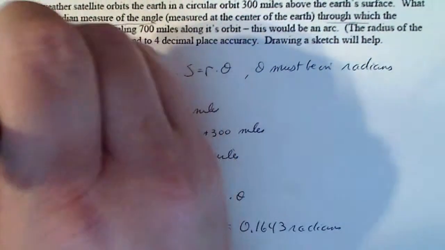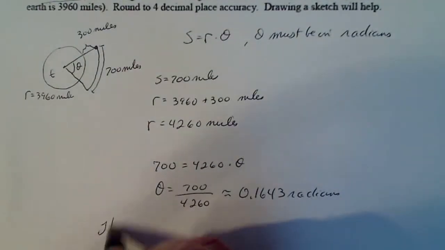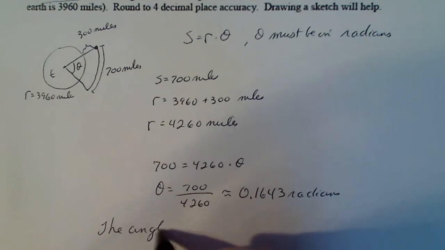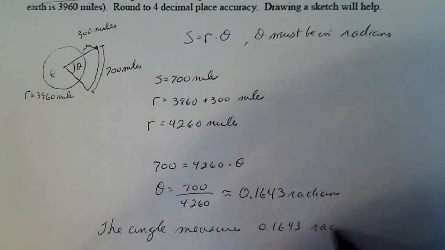So the question says, what is the radian measure of the angle? I guess it does say radian instead of degrees. I didn't notice that till now. What is the radian measure of the angle? The angle measures 0.1643 radians. And there you go.